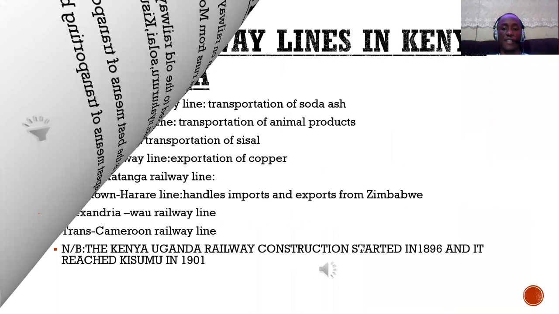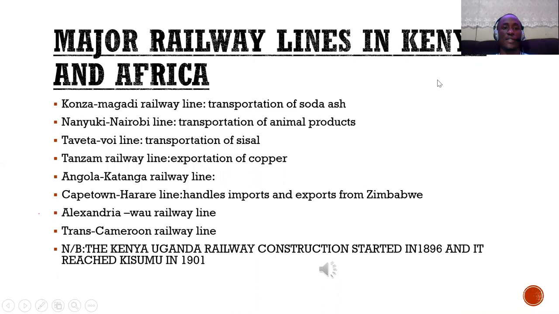We can now look at the major railway lines in Kenya. Kenya has got different rail lines that run across. So there are so many towns within Kenya that are connected to the railway line. The first one is the Konza Magadi railway line. This railway line is connected to the Kenya-Uganda Railway, the one that was constructed by the Asians.